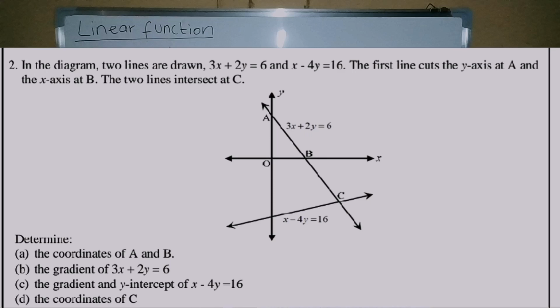In the diagram, two lines are drawn: 3x plus 2y equals 6 and x minus 4y equals 16. The first line cuts the y-axis at A and the x-axis at B. The two lines intersect at C, as shown below.